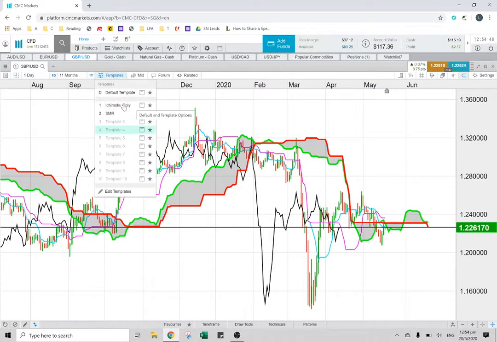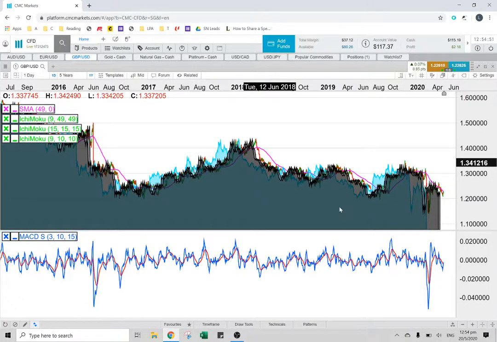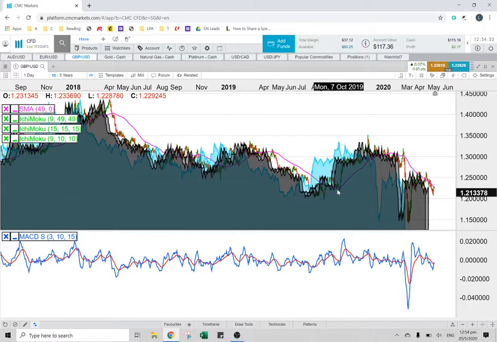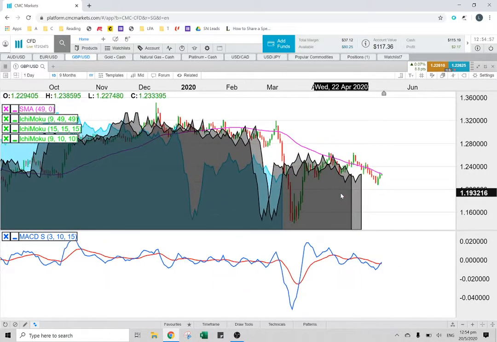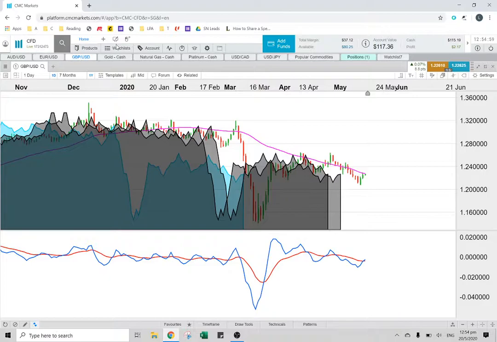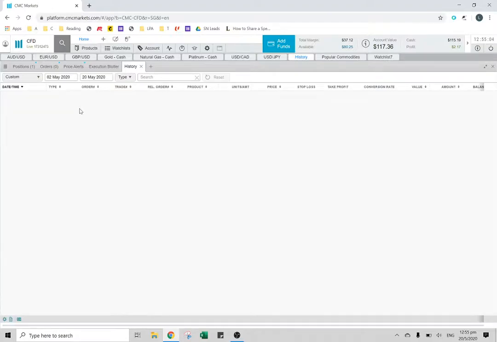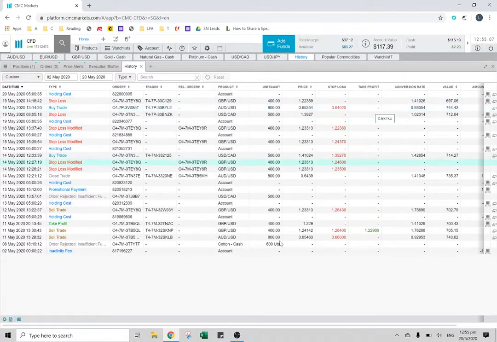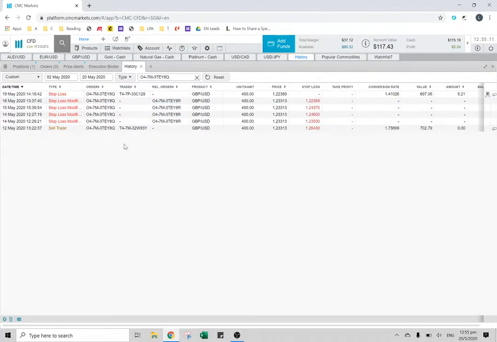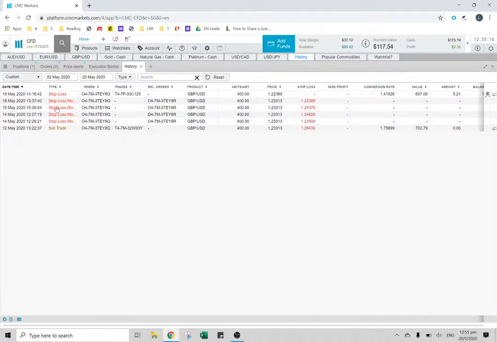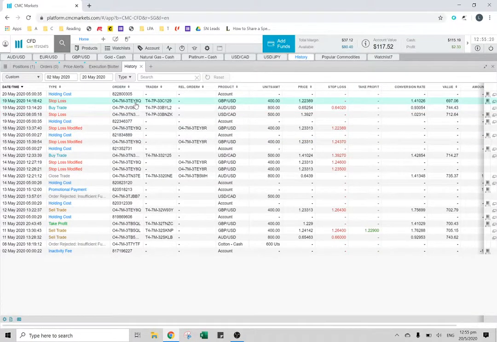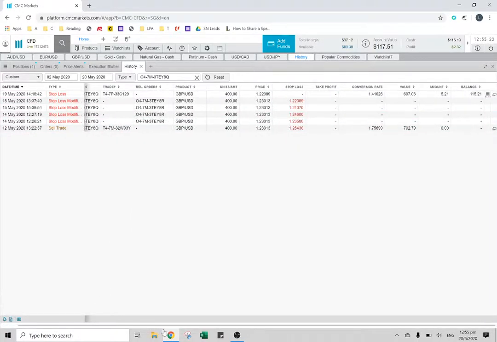Yes, so for pound dollar, we were out of the trade. Let's see what happened here. We made a bit of losses for sure. No, let me check if we made losses. History. Based on the history, trade stop loss, yeah, so it happened. What did I press? Oh, okay, so you can actually look at it based on the orders. Okay, good. So we got stopped out on the 19th of May, which is yesterday.